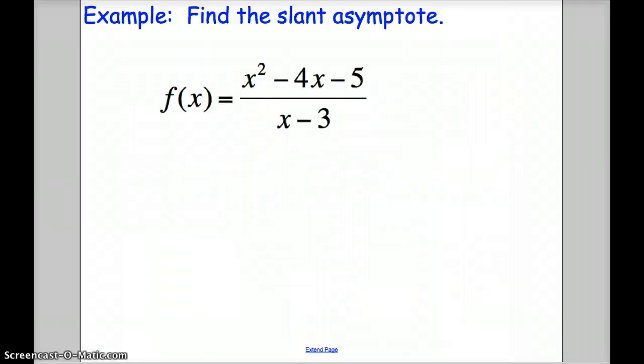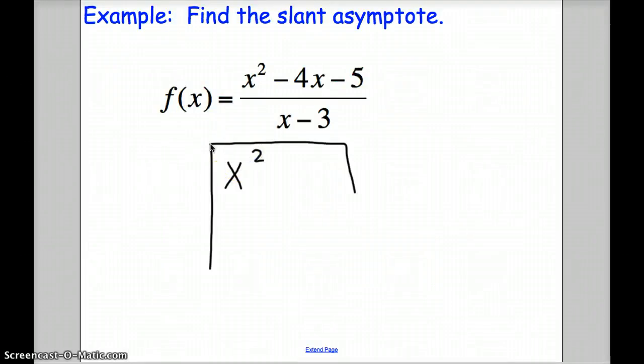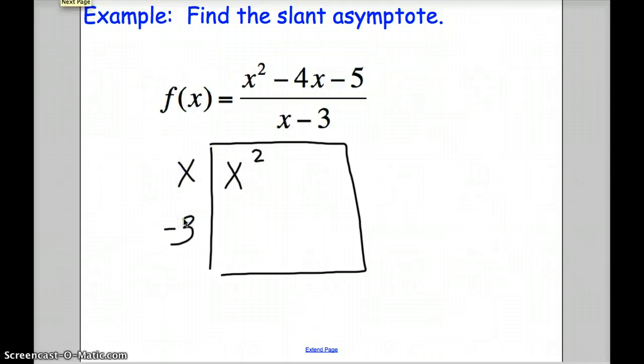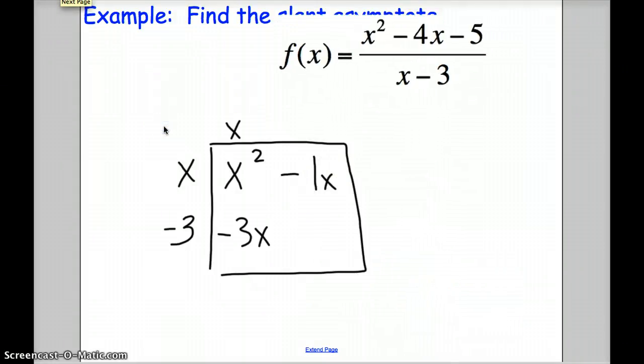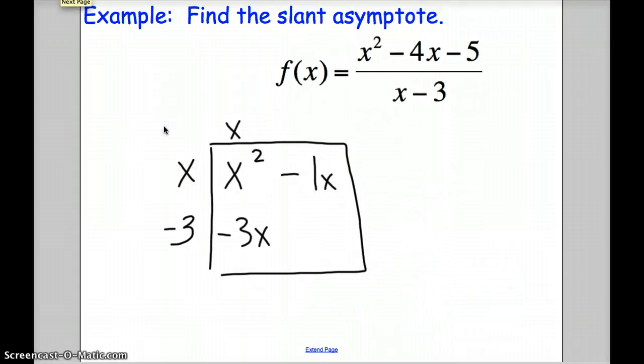Let's try one more. So let's try finding the slant asymptote here. So we're going to divide the function, x squared minus 4x minus 5, by x minus 3. And it looks like this has to be x, so negative 3x. And then I want negative 4x, so minus 1x. So that means that this will have to be a negative 1. And then I get 3. So finishing this out properly, my remainder is negative 8.